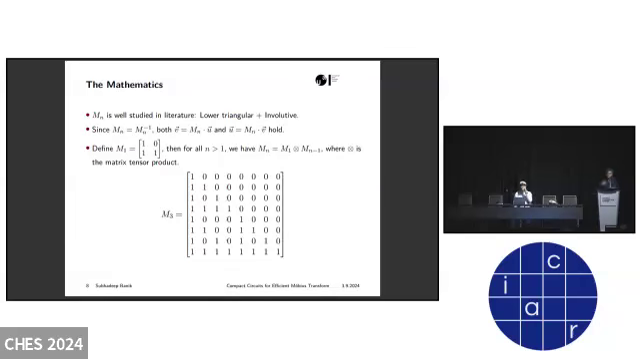It is known that it's lower triangular. It is known that it's involutive. Furthermore, much like the Hadamard matrix, you can use tensor multiplication to define the matrix Mn recursively.